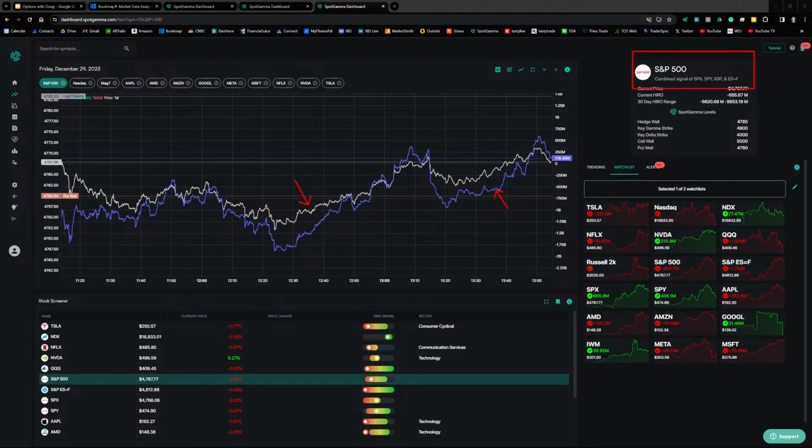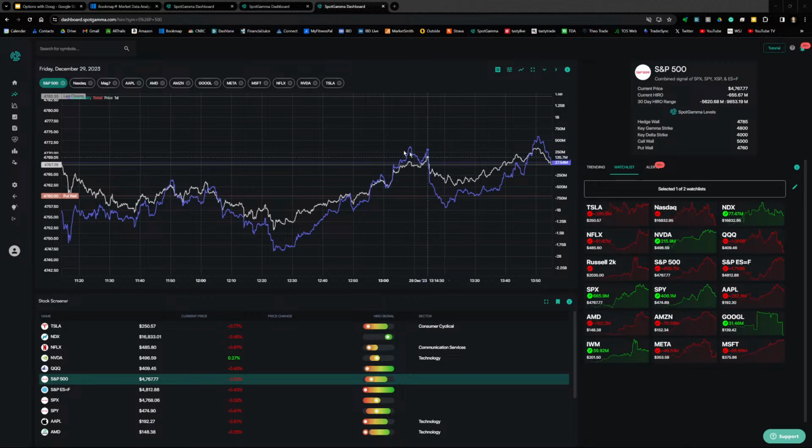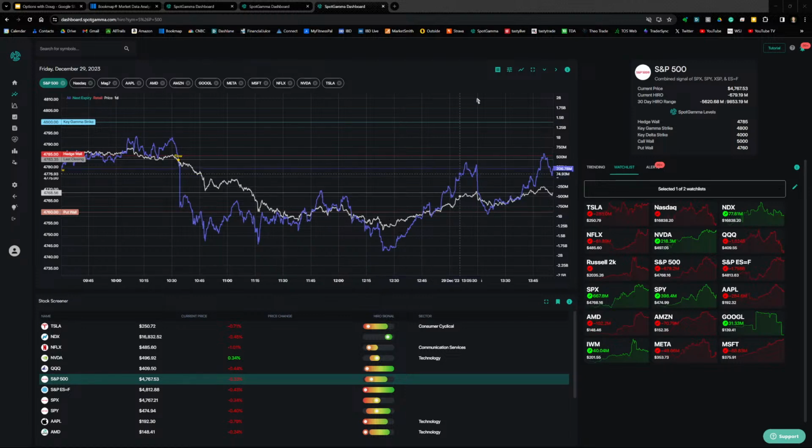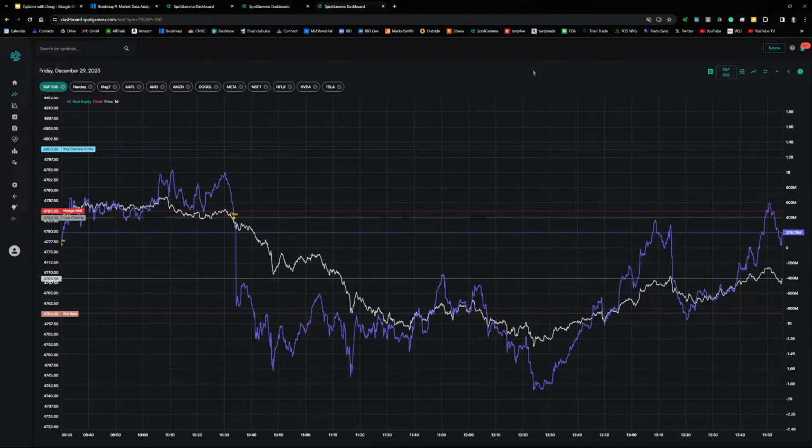A rising purple line indicates traders are taking positive delta positions. When traders take positive delta positions, market makers take the opposite side and they have to buy futures to hedge their delta exposure. On the other hand, when the hero signal is falling, traders are taking negative delta positions, and market makers have to sell futures to hedge their delta exposure. All right, let's zoom in on this chart now.